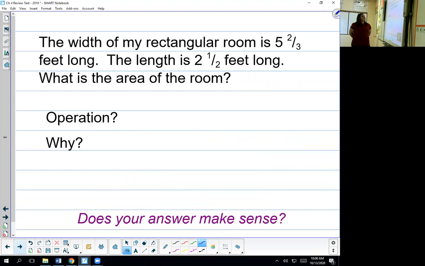Okay. So I'm not going to solve this one, but let's look at here. If the width of my rectangle of the room is 5 2/3 long, and the length is 2.5 feet long, what is the area of the room? You know anything about area? I'm actually asking you to find the area. So that actually is multiplication. Why? Because area is length times width. But for this one, all we would have to do is make them improper, multiply the tops, multiply the bottoms, and then get our answer in simplest form. You would not flip for this one.